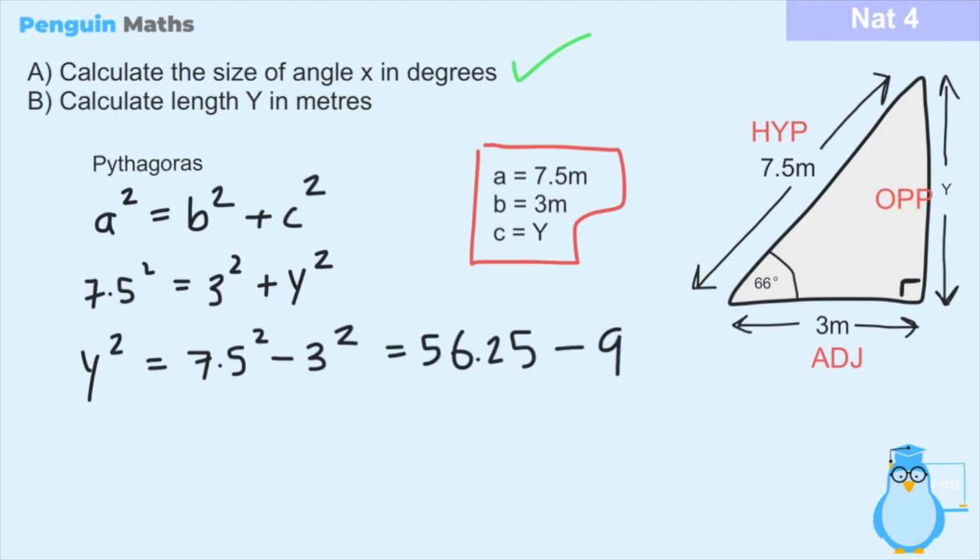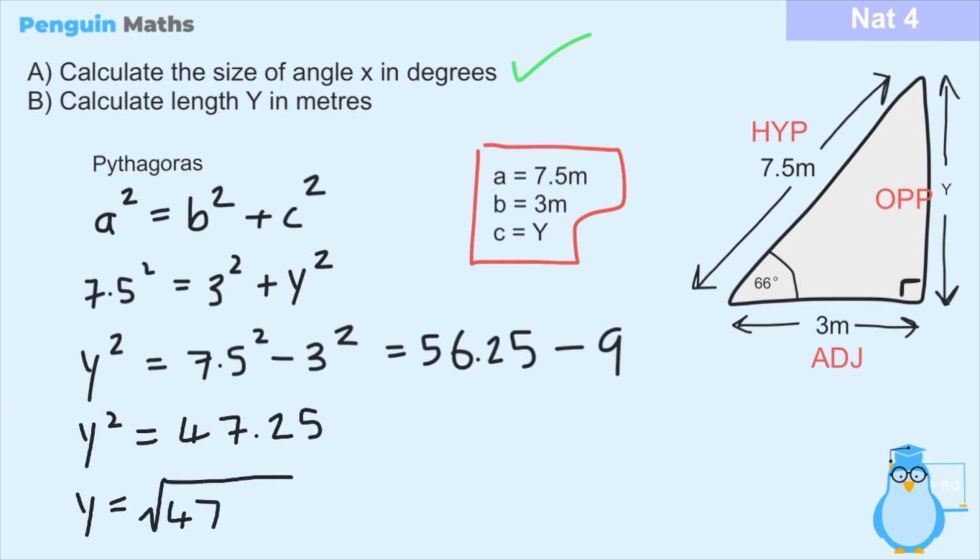And if we use our calculators, we can say that 7.5 squared is equal to 56.25, and take away 3 squared, which is 9, that gives us a value of 47.25. Then we know that in order to get y, we have to take the square root of 47.25. And again, if we put that into our calculators, the square root of 47.25 gives us a value of approximately 6.87 metres.